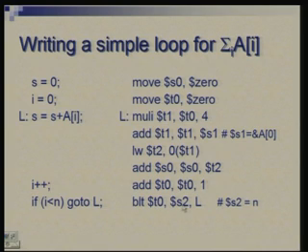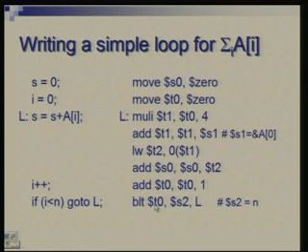compare with S2. I am assuming that S2 contains n, the size of the array. Okay. So, T0 which contains i is compared with S2, and if T0 is less than S2, we branch off to L, that means start the loop again. Okay. Now, I have not talked of the BLT instruction. BLT is a pseudo instruction. Okay, it is not a real instruction.